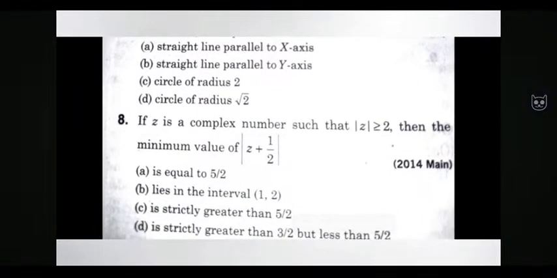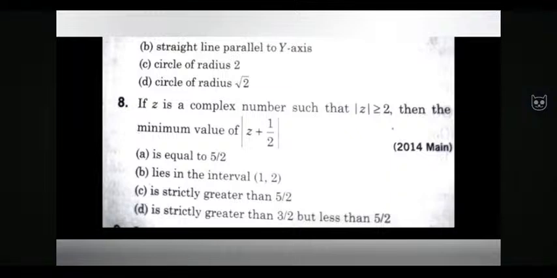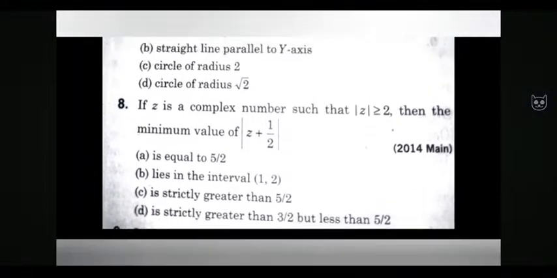Go for the next question. If z is a complex number such that mod z is greater than or equal to 2, then the minimum value of mod (z plus 1 by 2) is, so find that minimum value.